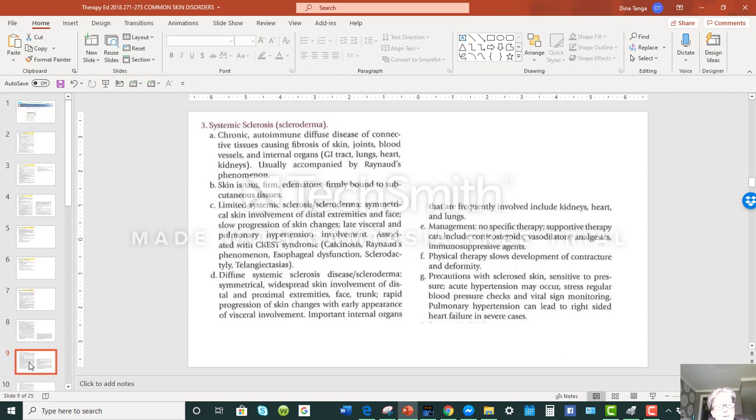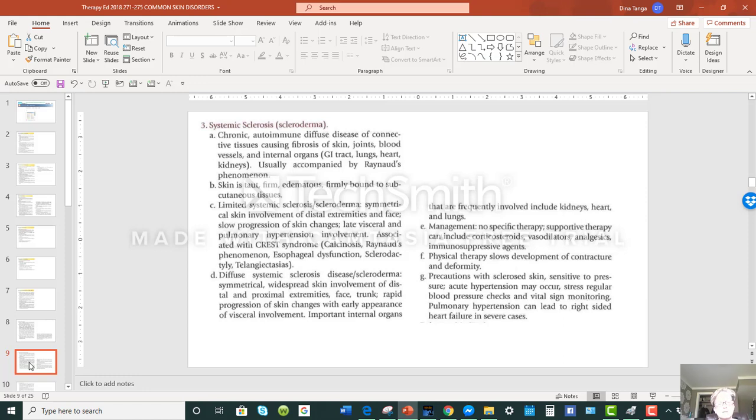Limited systemic sclerosis, scleroderma: symmetrical skin involvement of distal extremities and face, slow progression of skin changes, late visceral and pulmonary hypertension involvement, associated with CREST syndrome. Calcinosis, Raynaud's phenomenon, esophageal dysfunction, sclerodactyly, and telangiectasia.